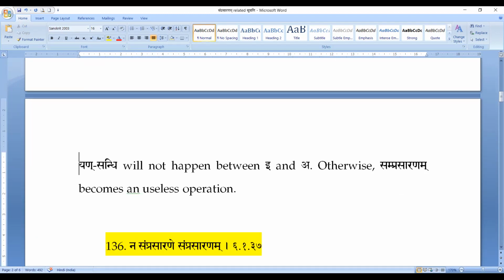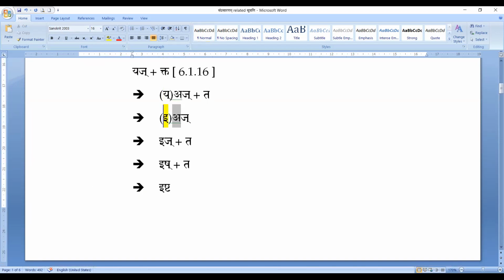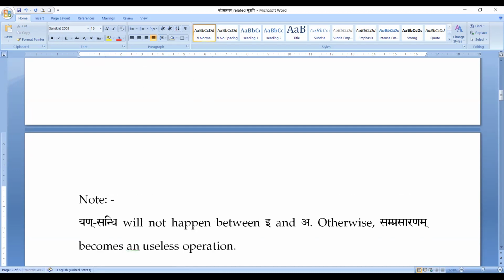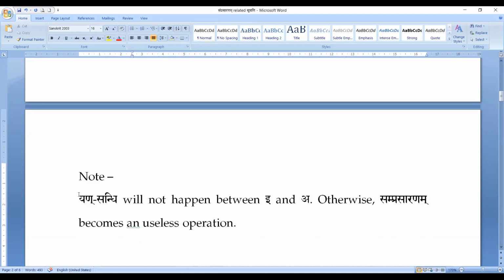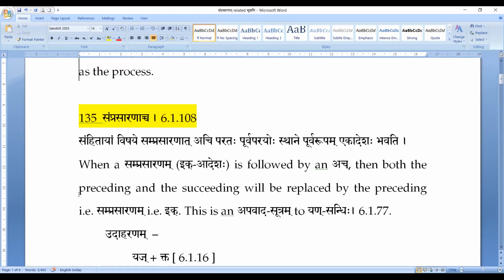Now, I have given a note here. Yan Sandhi will not happen between E and A. Otherwise, Samprasaran becomes a useless operation. Right? Here, E plus A, if you apply Yan Sandhi again, then E will become Yakara. Then the Samprasarana becomes a useless operation. Therefore, don't do Yan Sandhi again. You have to apply Samprasaranatcha. That is why I said it is Apavada or Parasutram. Therefore, it is stronger to be applied. Is it clear, this Sutram? Samprasaranatcha. Yes, Jaya. So, we have seen what Samprasaranam is and what Samprasaranatcha.